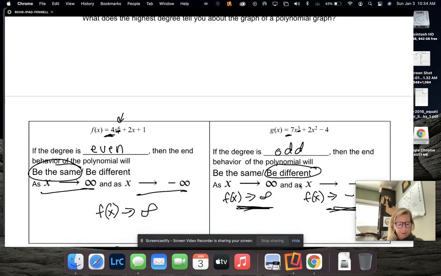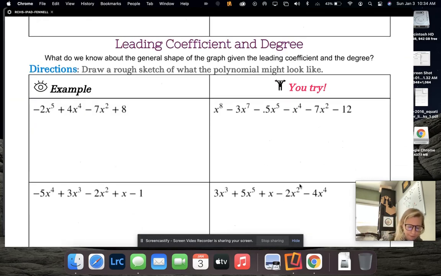So if we have a degree of 5, this is a degree 5 because that's my highest exponent value. And then my leading coefficient is going to be the number in front of that, which is -2. So my leading coefficient is negative, and I have an odd degree. Negative means that the right arm is going to face down, right arm down. And then odd means they're going to face different directions.